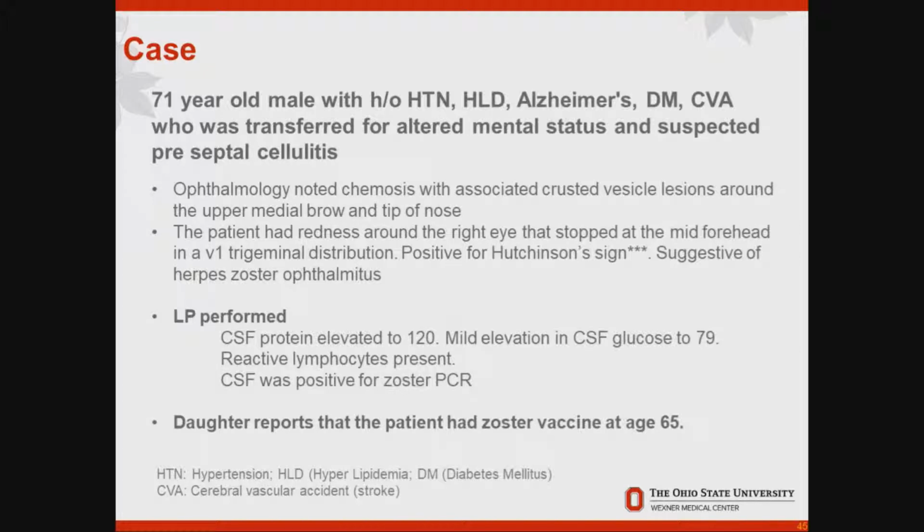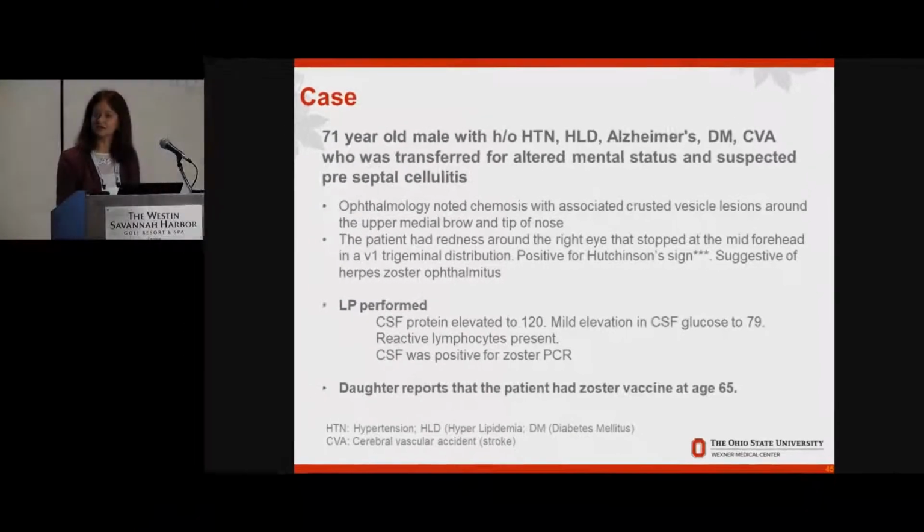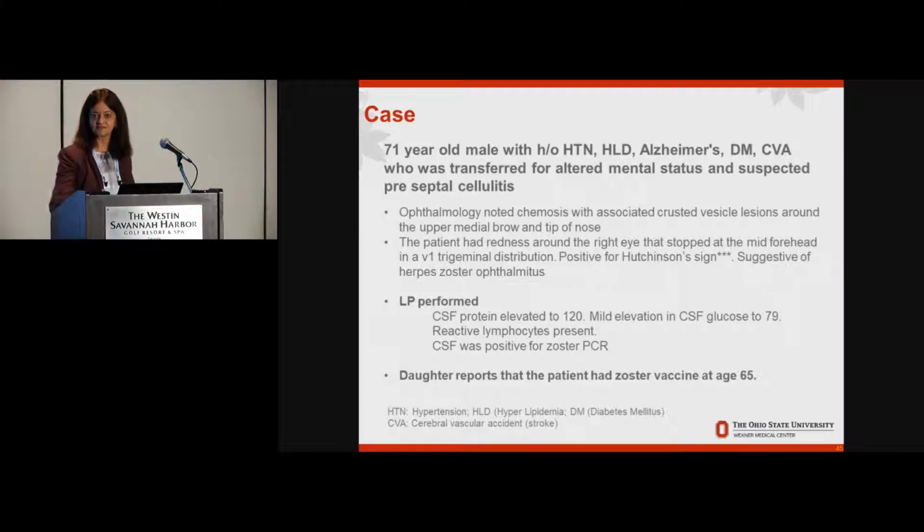Now, upon history, this patient's daughter said that he had received vaccination at age 65. He's now 71 years old. There's a lot of good discussion about VZV vaccination for zoster as to how long that vaccination lasts, and it doesn't always last for a very long time. They have a much improved version of the vaccine now, which is up to 90% efficacious. So anyway, this was a case where there was good clinical acumen, then confirmed by the PCR test.